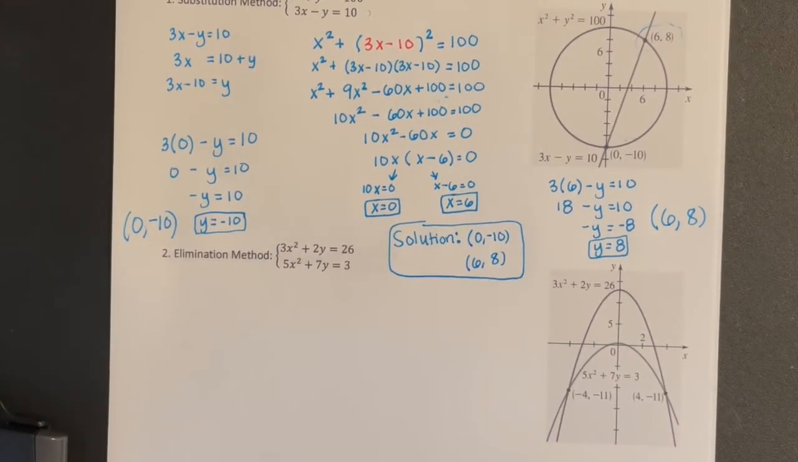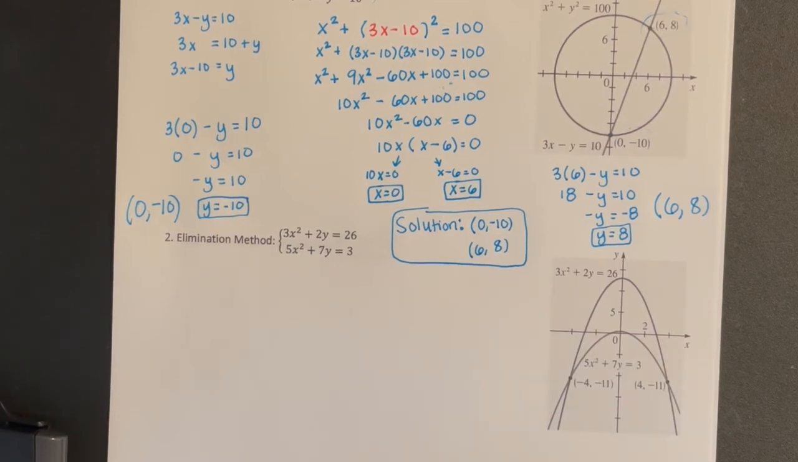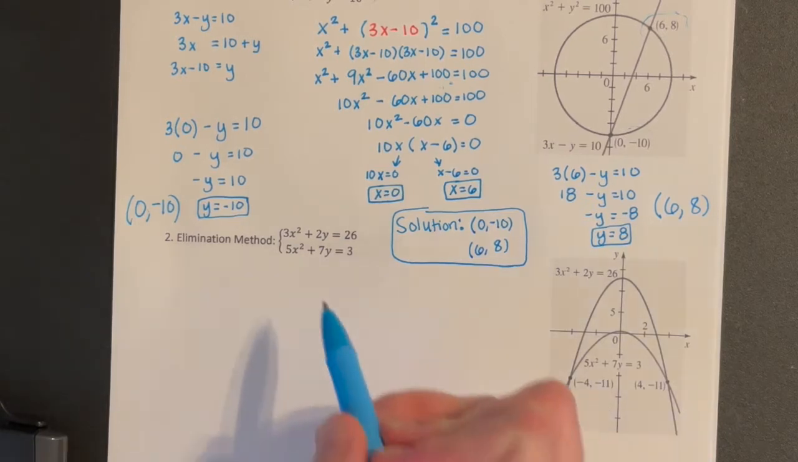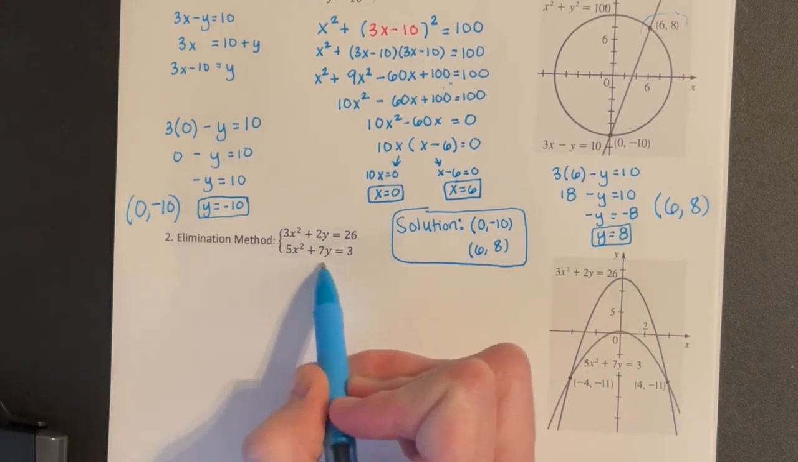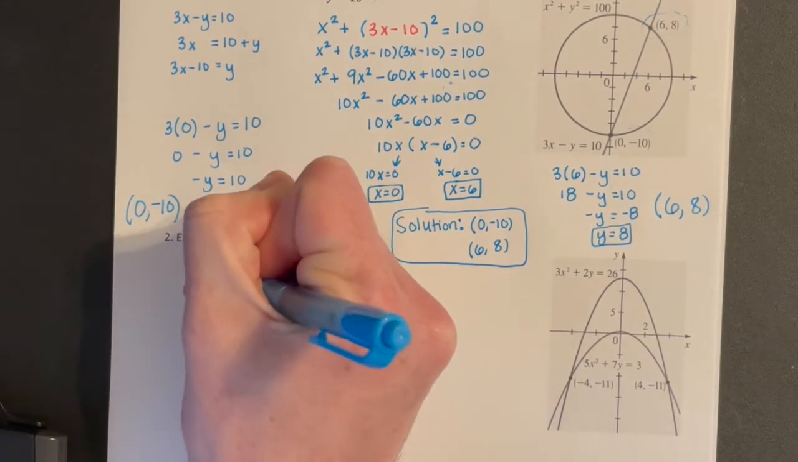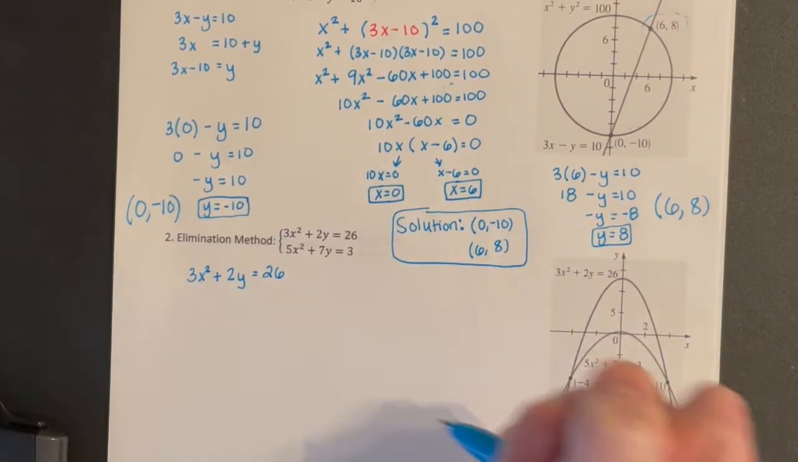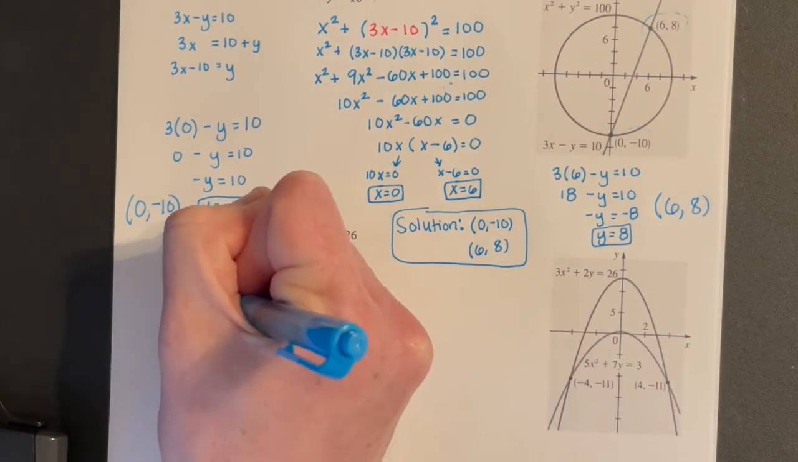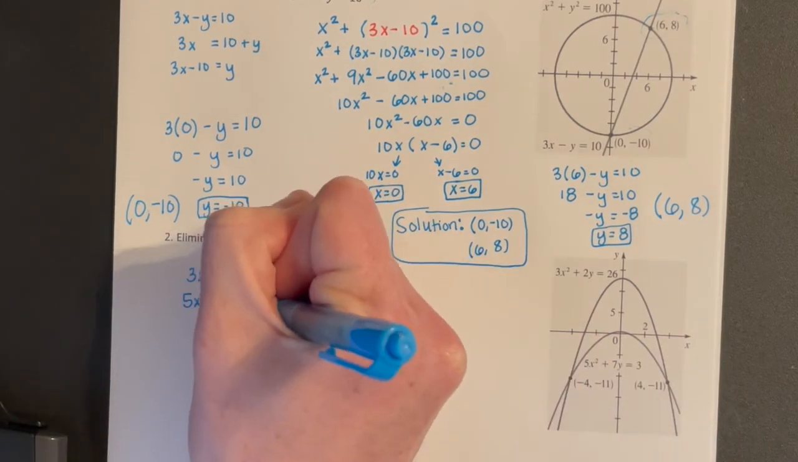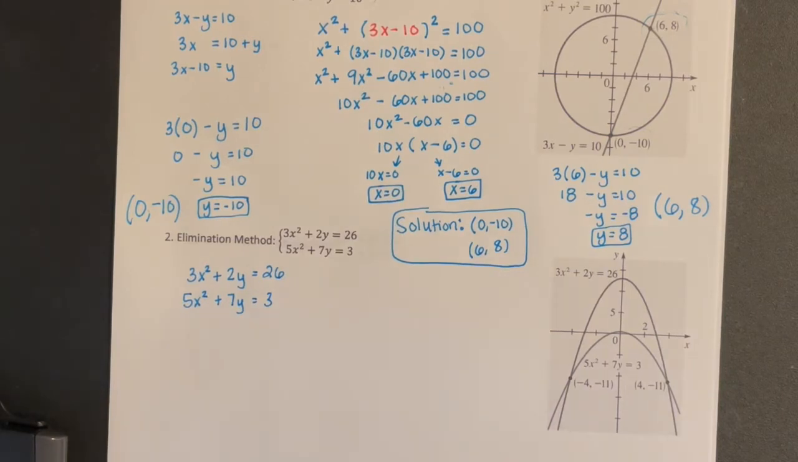The elimination method is similar to what we have been doing, but you're going to choose again one of the variables to eliminate, and then solve and plug that back in. So let's say I chose the y values to eliminate. Let's say I got 3x squared plus 2y equals 26, 5x squared plus 7y equals 3. And we're going to need to manipulate both of these equations.